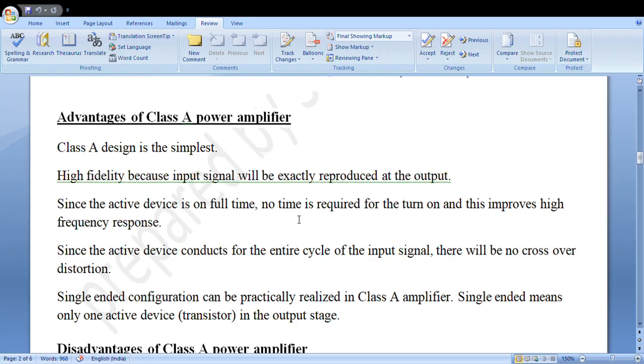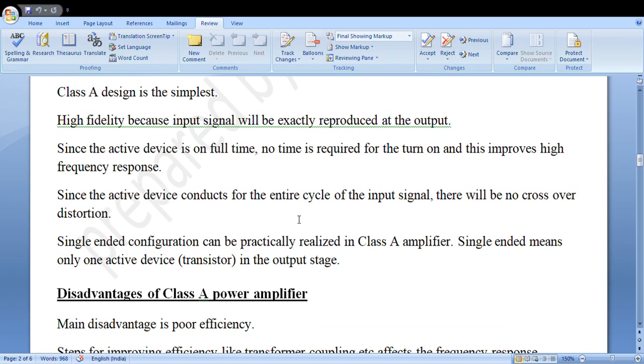They also have a few more advantages, because the active device, that is the transistor, remains on for the full period of the cycle of operation. That means we need not switch the circuit on and off again and again. What happens as a result of that? We get very high frequency response, because if you keep switching a transistor on and off at very high speed, some amount of frequency is lost. That is why the frequency response curve of the Class A amplifier remains very good.